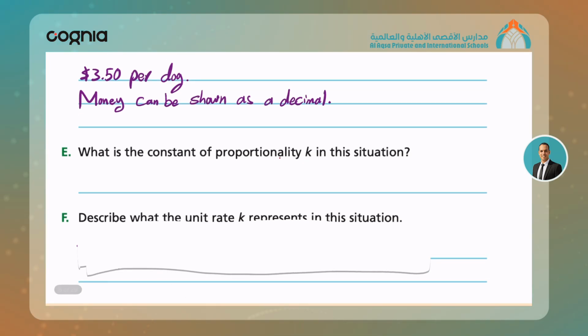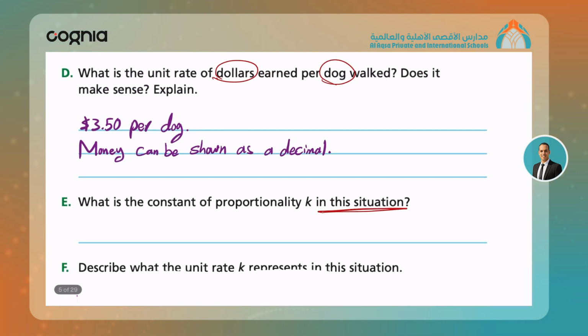Here, what is the constant of proportionality, K, in this situation? Okay, so here the constant of proportionality is the number we get when we divide the money by the dogs, y by x, the number down by the number up, and that is 3.50. So we can say that K equals 3.50 or 3.5.